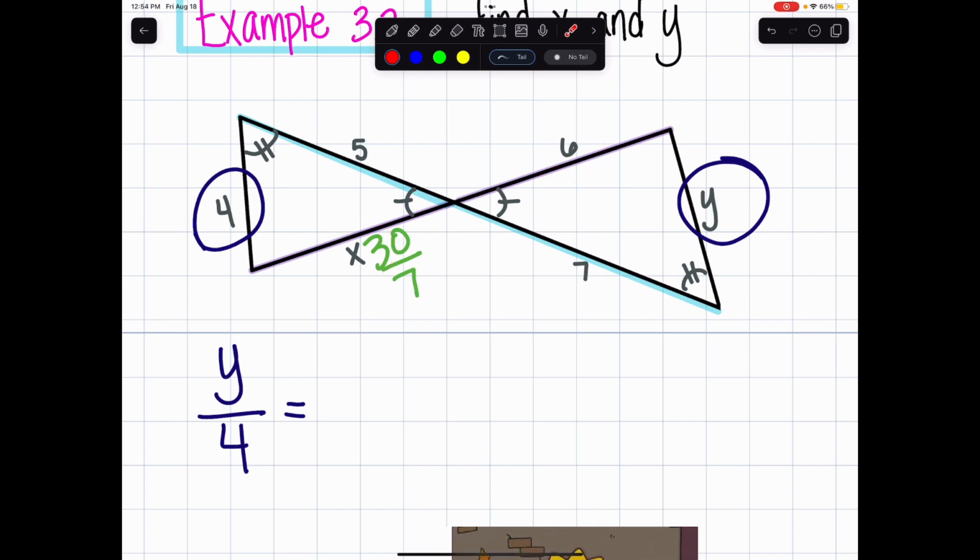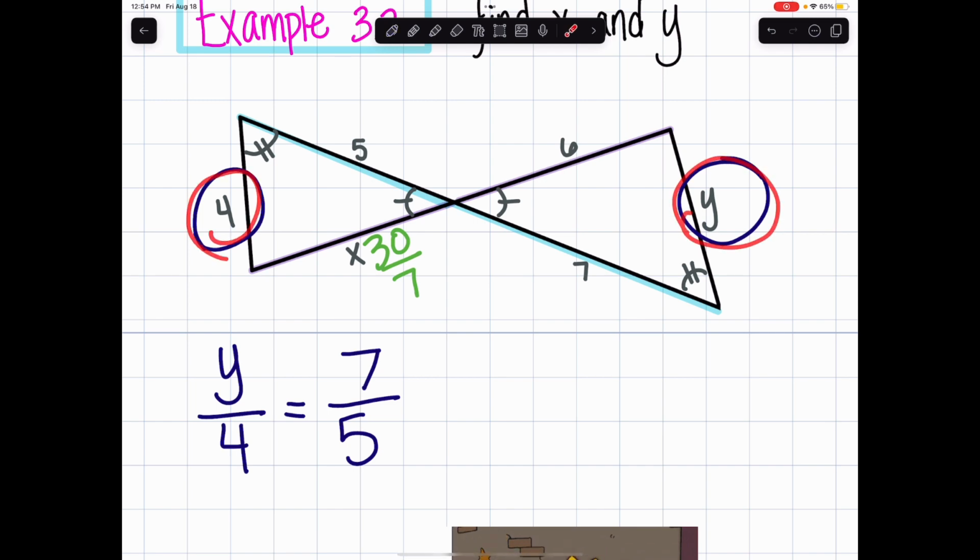You could do that. Yeah, absolutely. Or you could do 7 is to 5. I'll do 7 is to 5 because they gave us those numbers, and so I know that those numbers are right. Do you get how I did that? Y is to 4 as 7 is to 5.